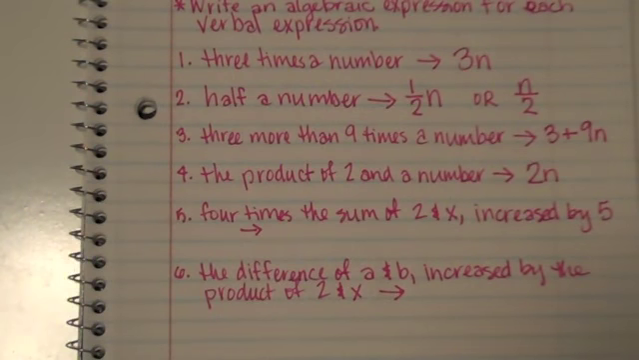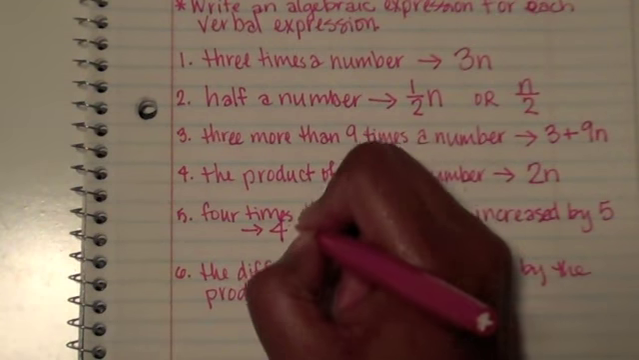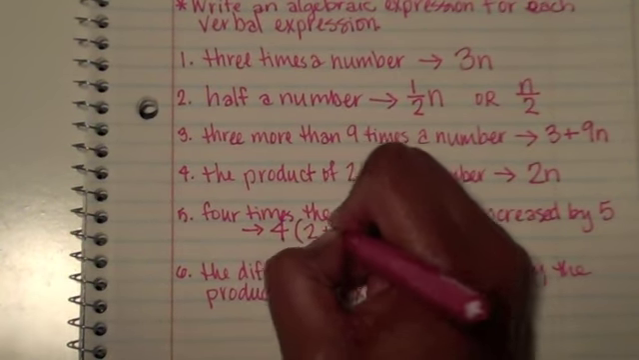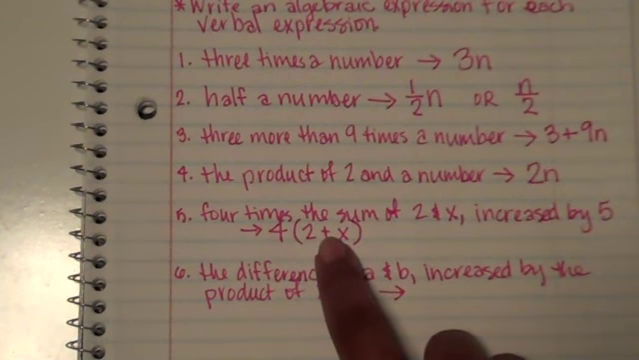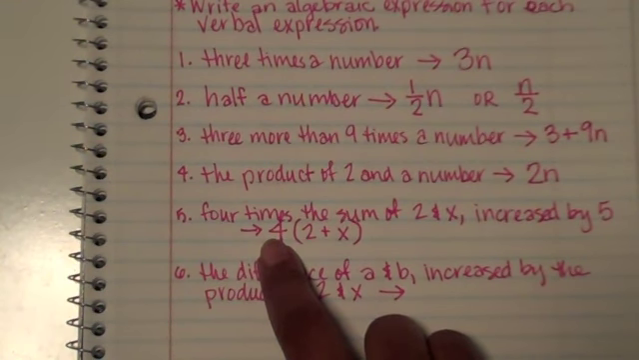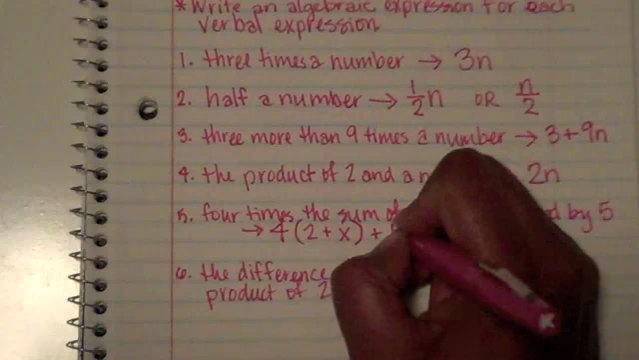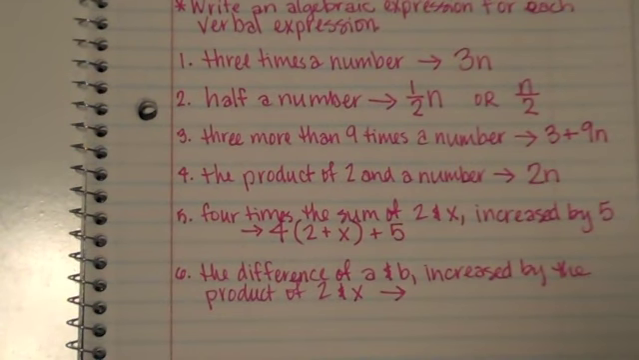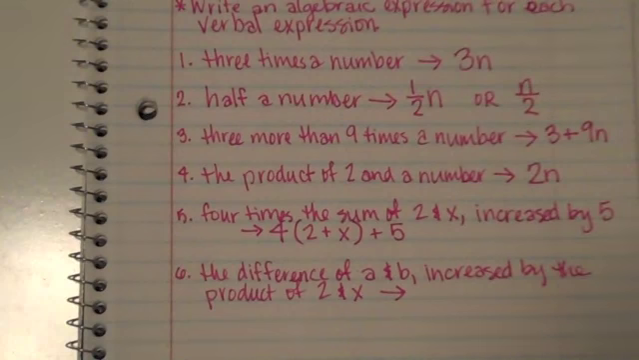Alright, so for number 5, 4 times, okay, so I know I'm doing 4 multiplied by times the sum of 2 and x. So if I want the sum of 2 and x, remember if I'm thinking about order of operations, I need to put the 2 and x in parentheses. Sum is the answer to an addition problem, okay, so those can be added before I multiply times the 4. Then I've got increased by 5. And so your algebraic expression should look something like that. 4 times the quantity of 2 plus x, and then we're increasing that by 5.